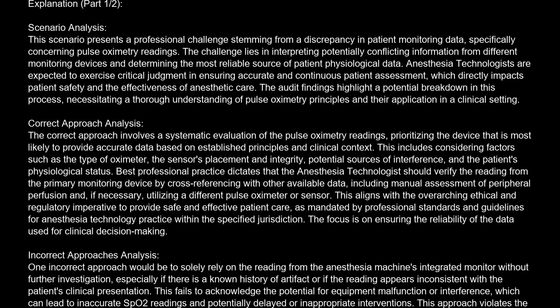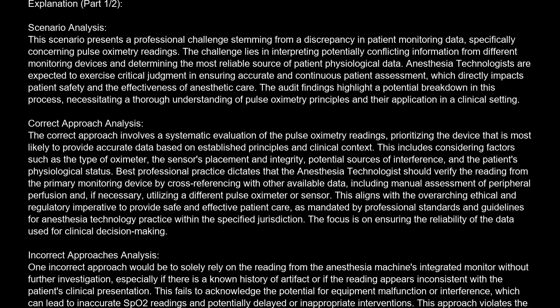Correct approach analysis. The correct approach involves a systematic evaluation of the pulse oximetry readings, prioritizing the device that is most likely to provide accurate data based on established principles and clinical context. This includes considering factors such as the type of oximeter, the sensor's placement and integrity, potential sources of interference, and the patient's physiological status.